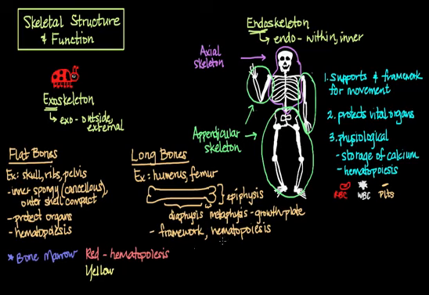And you can typically find red bone marrow within flat bones and then in the epiphyses of long bones. And then yellow bone marrow, on the other hand, is primarily a site for fat storage, made up of fat cells called adipocytes. And generally you can find yellow bone marrow within the diaphyses of long bones.